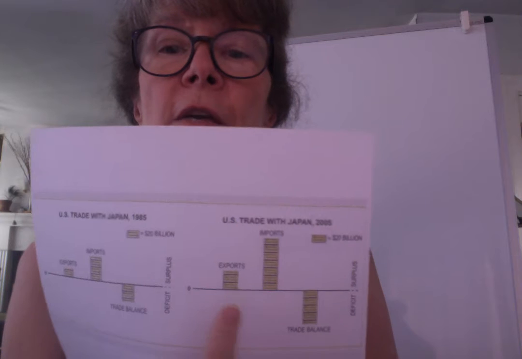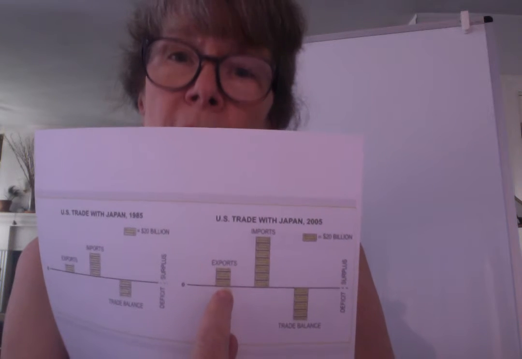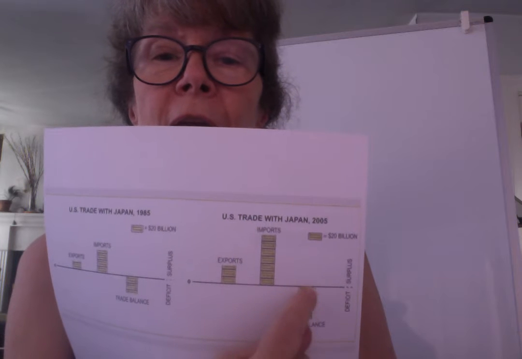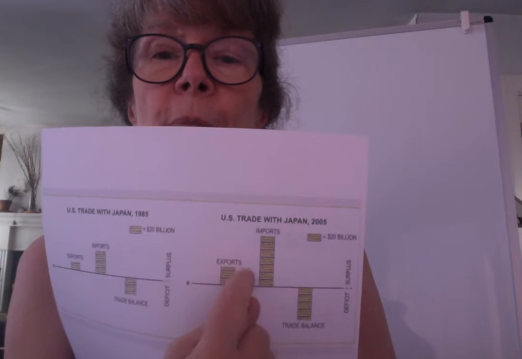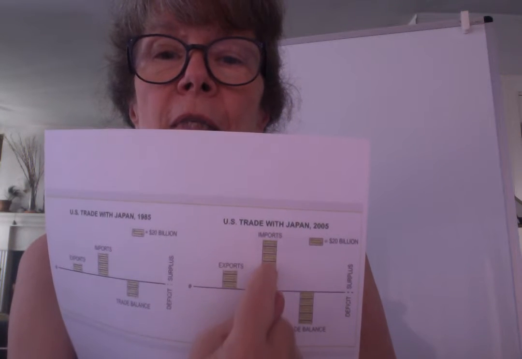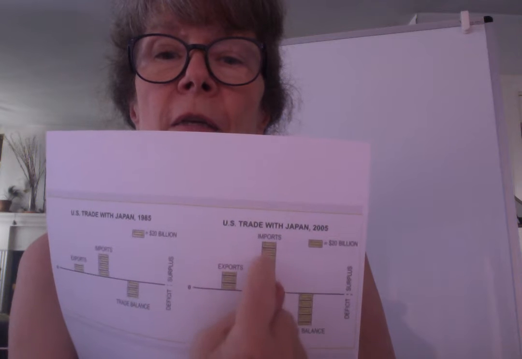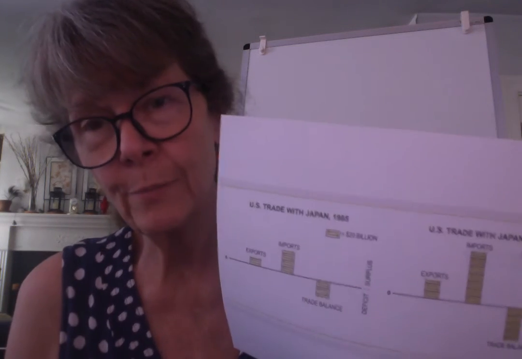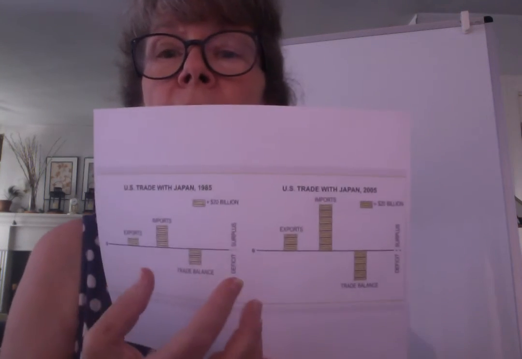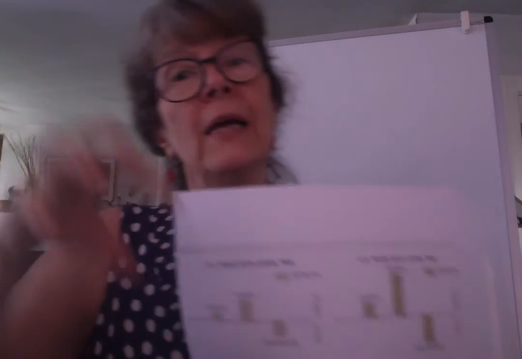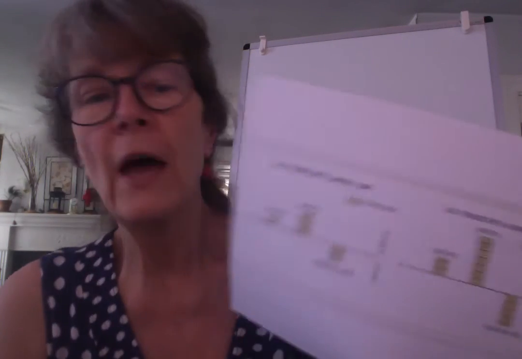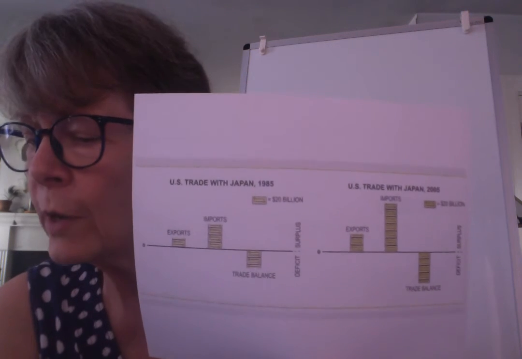And then in 2005, we sent them this much. We bought from them this much. Again, this figure here should be about the same as this. So subtract this, that. Again, our balance with them was in a deficit position because we bought more from them than we sent them. All right, with that in mind, let's take a look at the questions.